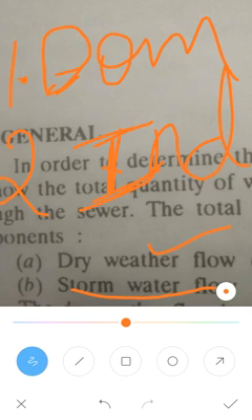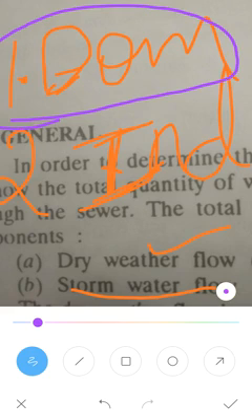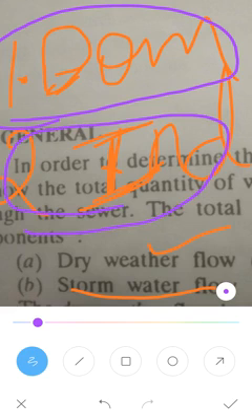Domestic wastewater is nothing but the waste which is coming out from the householders, from the residential areas, or the sewage water, also including the rainwater. Industrial wastewater is the water which occurs in the industries.